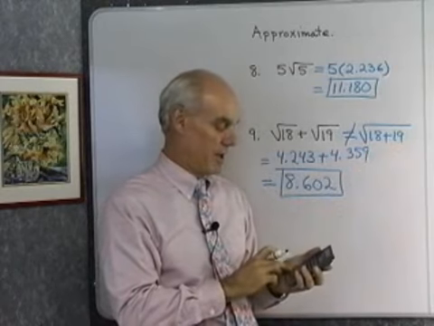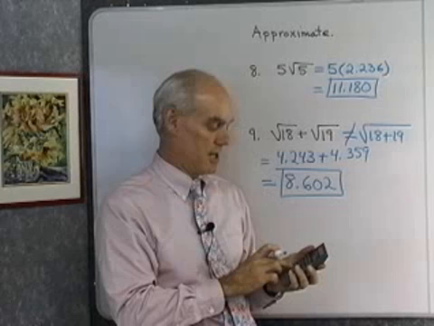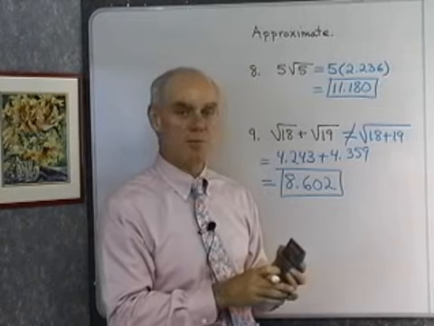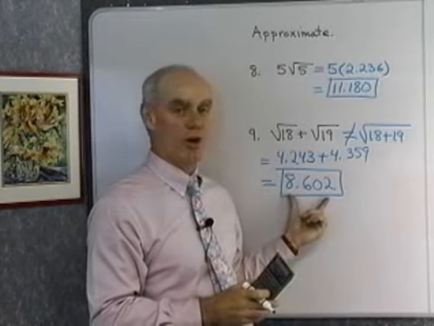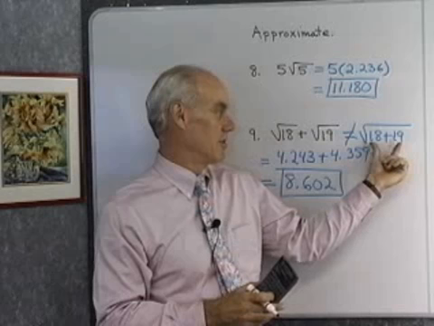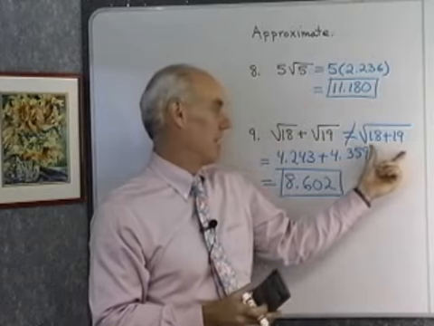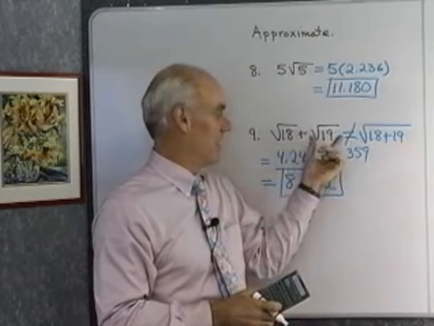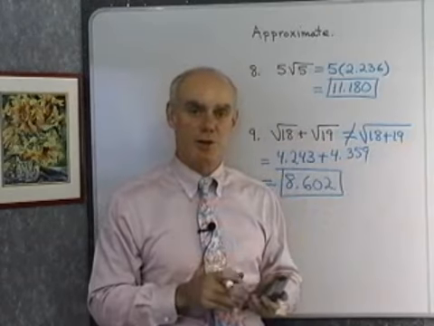Let's try it. So I'll take 18 plus 19, that's 37. When I take the square root, I get 6.08. 6.08 for the square root of the sum 18 plus 19. So you can see that's not the same as the sum of the square root of 18 plus the square root of 19.